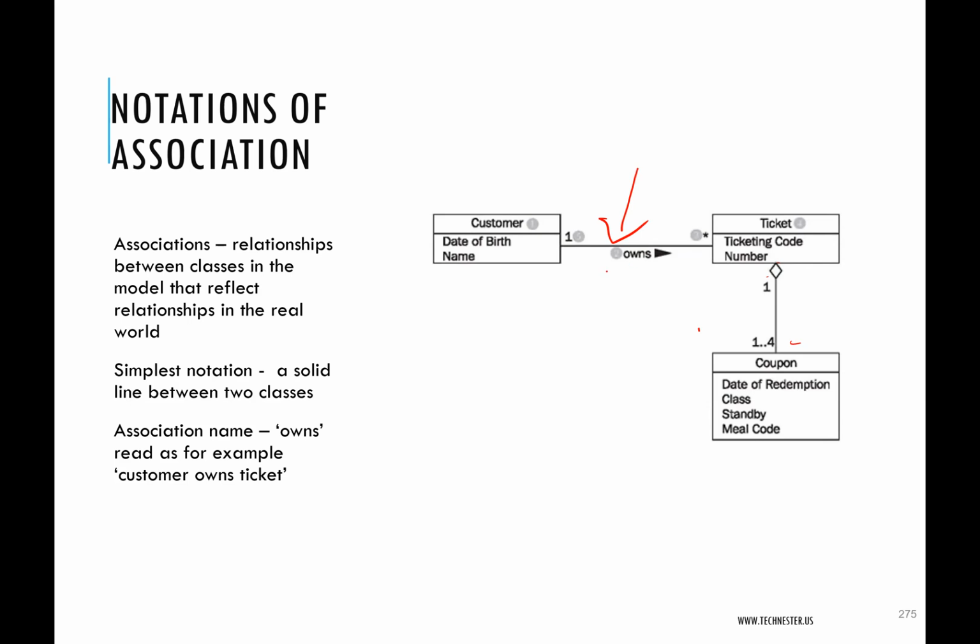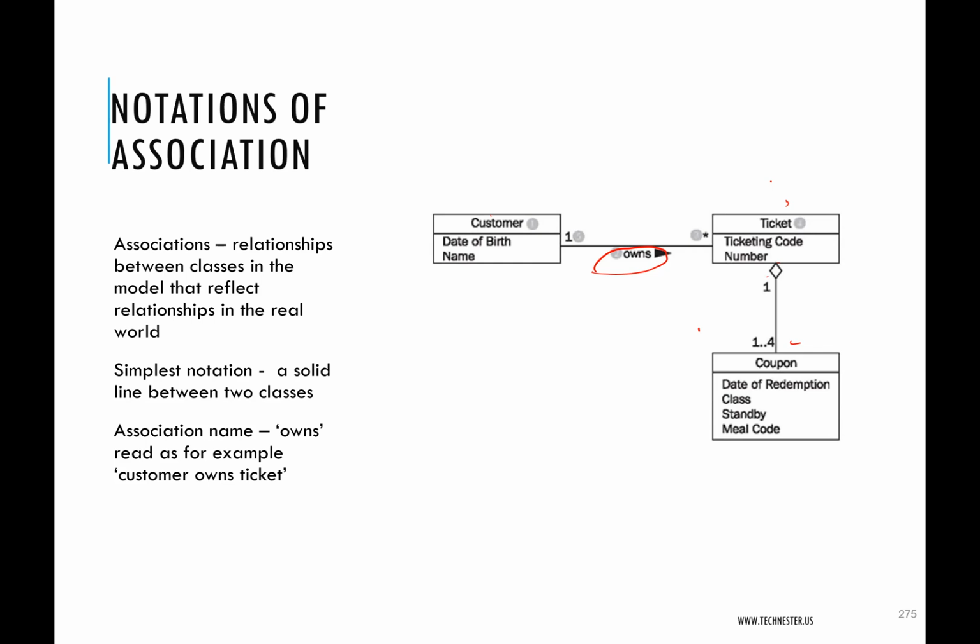So this association name, for example, is owns. And what that tells us is that customer owns ticket. Customer owns ticket. Okay. So these are the kinds of relationship we're already used to. We saw these in use cases.